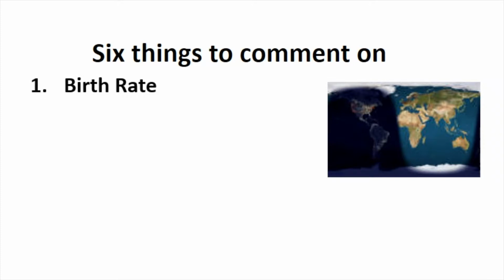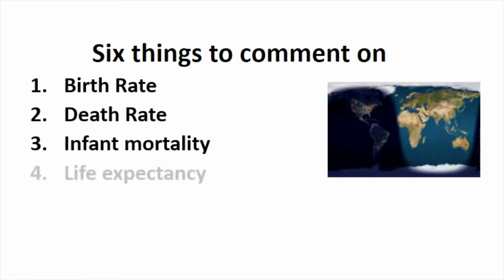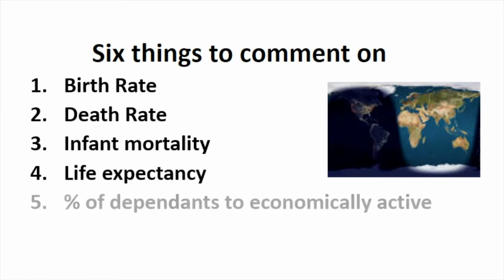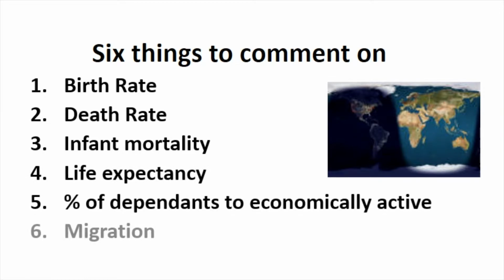How can you interpret the population pyramid? There are 6 things to comment on when you interpret the population pyramid. First, you can interpret the birth rate. Second, the death rate. Third, the infant mortality. Fourth, the life expectancy. Fifth, the percentage of dependent to economically active. And sixth, the migration. You can see that we can interpret a lot from just a picture of population pyramid.